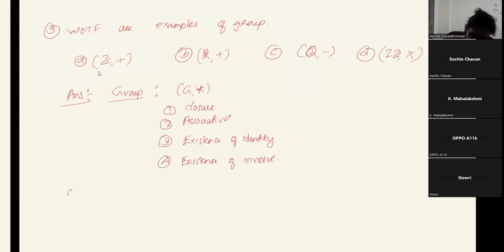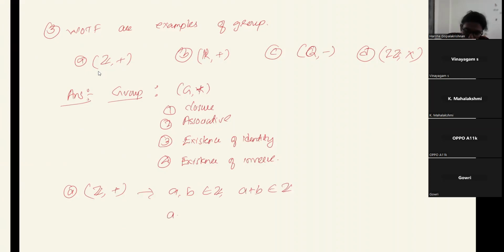So first of all, Z plus. What about this? Is this a group? The set of all integers with the operation addition. So is this a group? Yes, ma'am. Yes, it is a group. So first of all, the closure property. If I take two integers A and B, then A plus B also belongs to Z, right? This is what is meant by the closure property. So the first condition is satisfied.